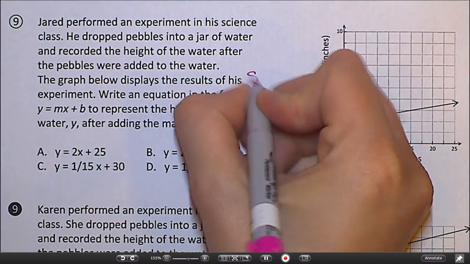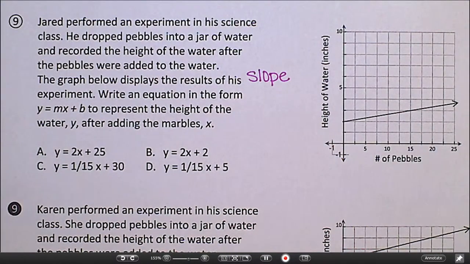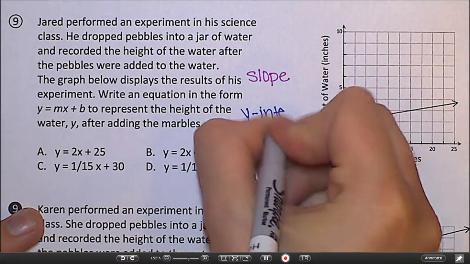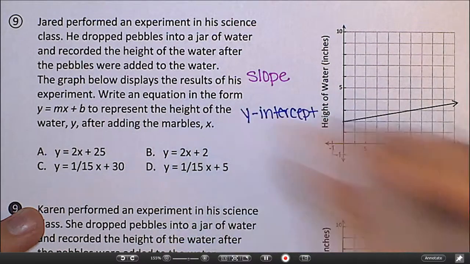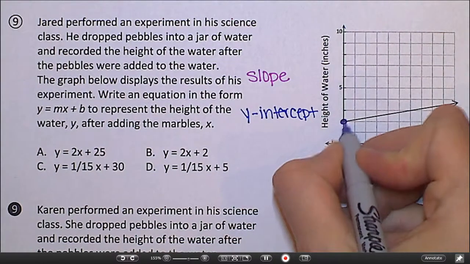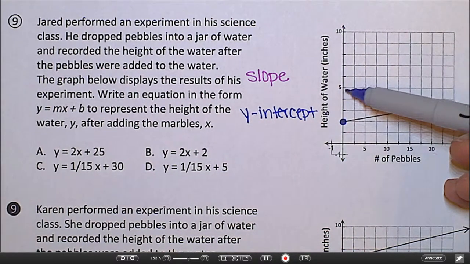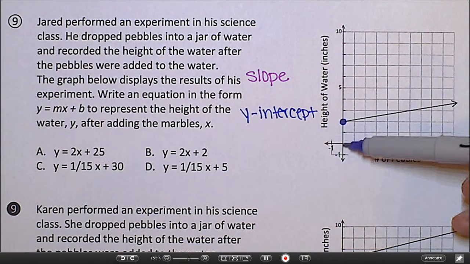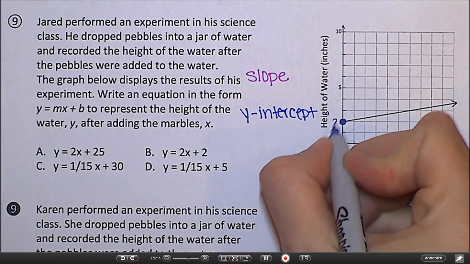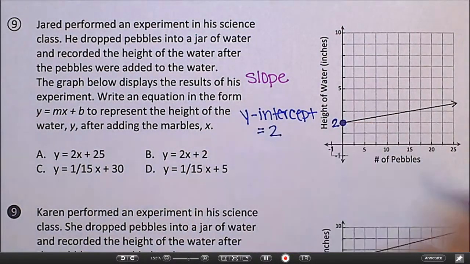So we need our slope and we need our y-intercept. Now I'm going to start with my y-intercept because that's easy. Where does it hit the y-axis? Well, it hits right there. Okay, what number is that? I see that this is 5, so it must be 0, 1, 2, 3, 4, 5. So that works. So this is 2, which means that my y-intercept equals 2.